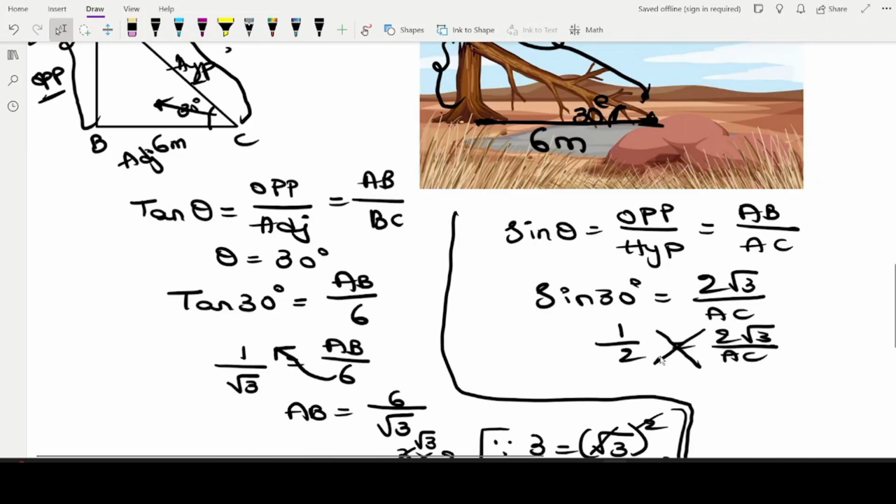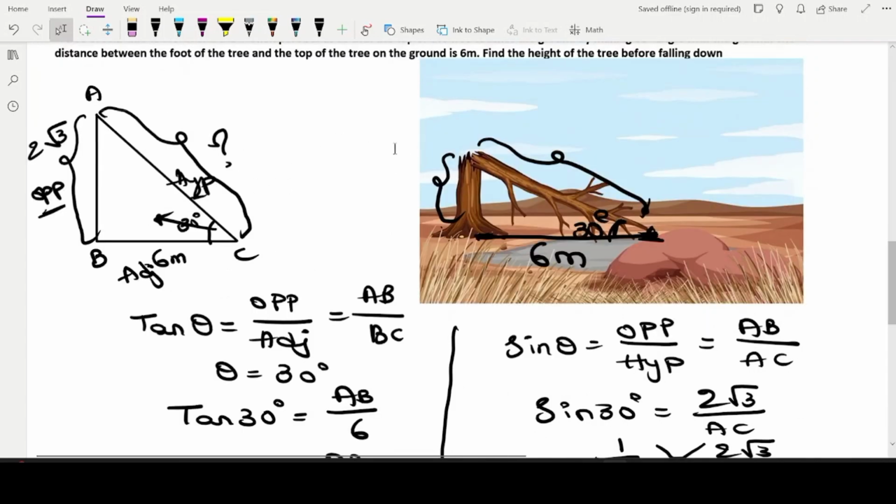Now we will do cross multiplication. So the AC comes this side, 1 into AC is AC, and 2 root 3 into 2. So therefore AC equals 2 into 2 is 4 root 3 meters. You got the values here: this one as 2 root 3 and this one as 4 root 3.